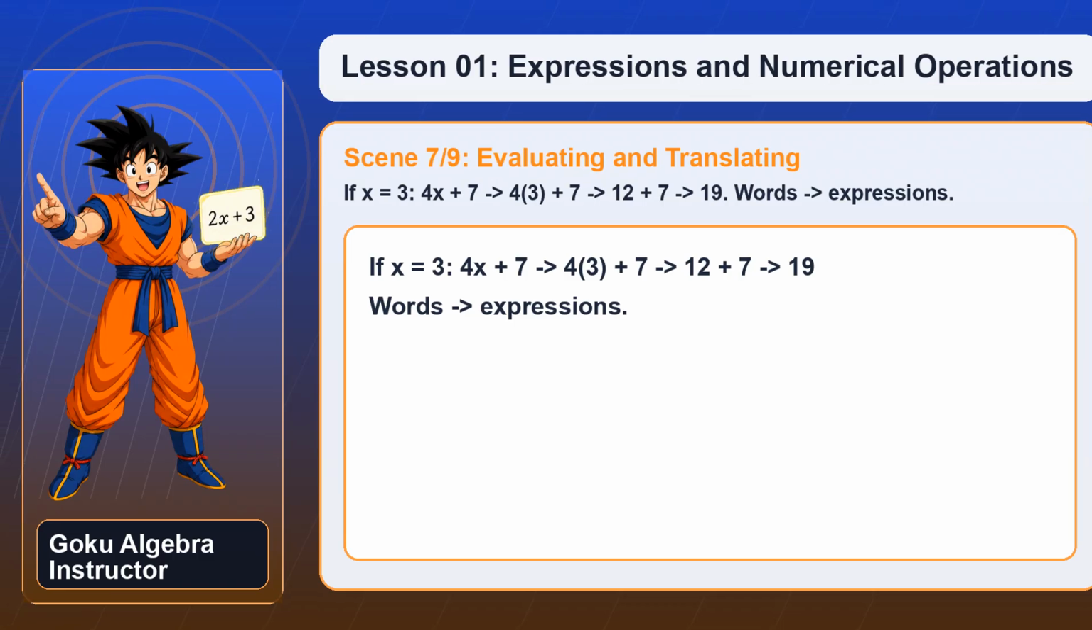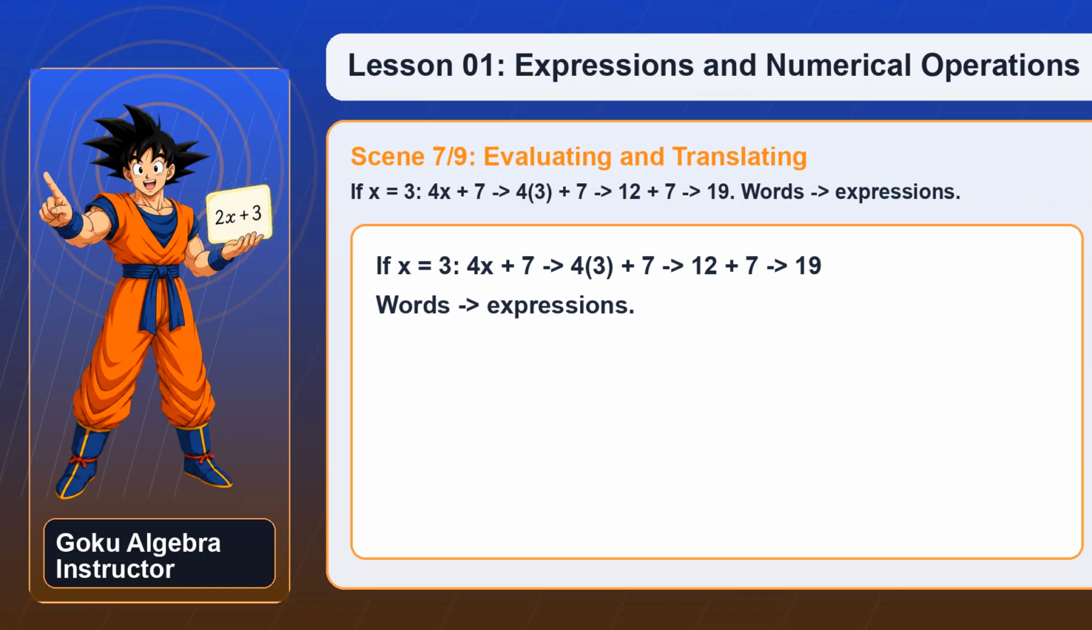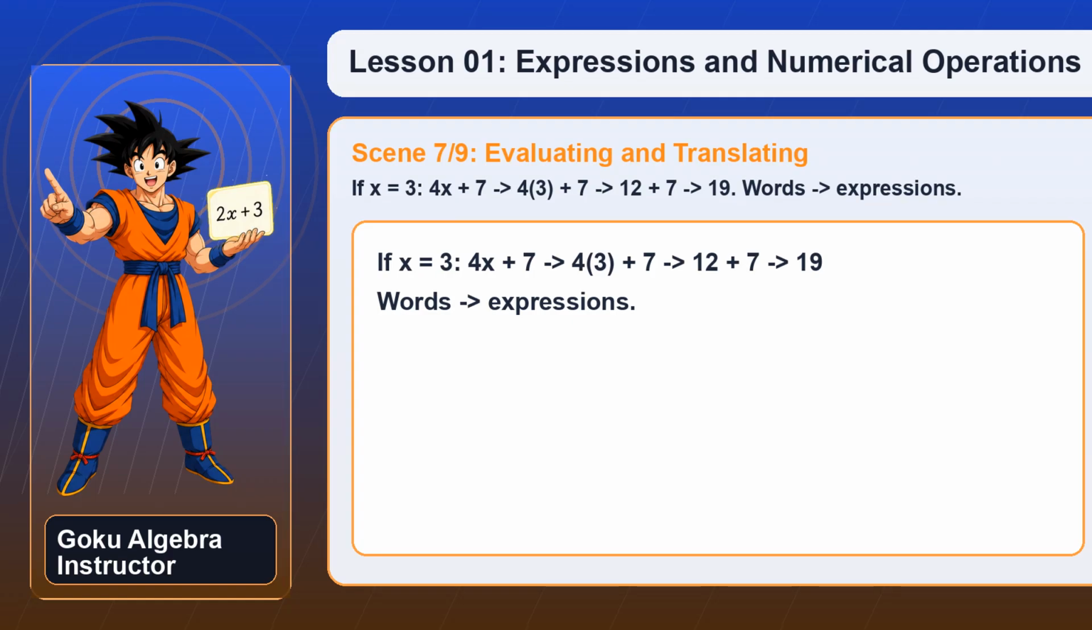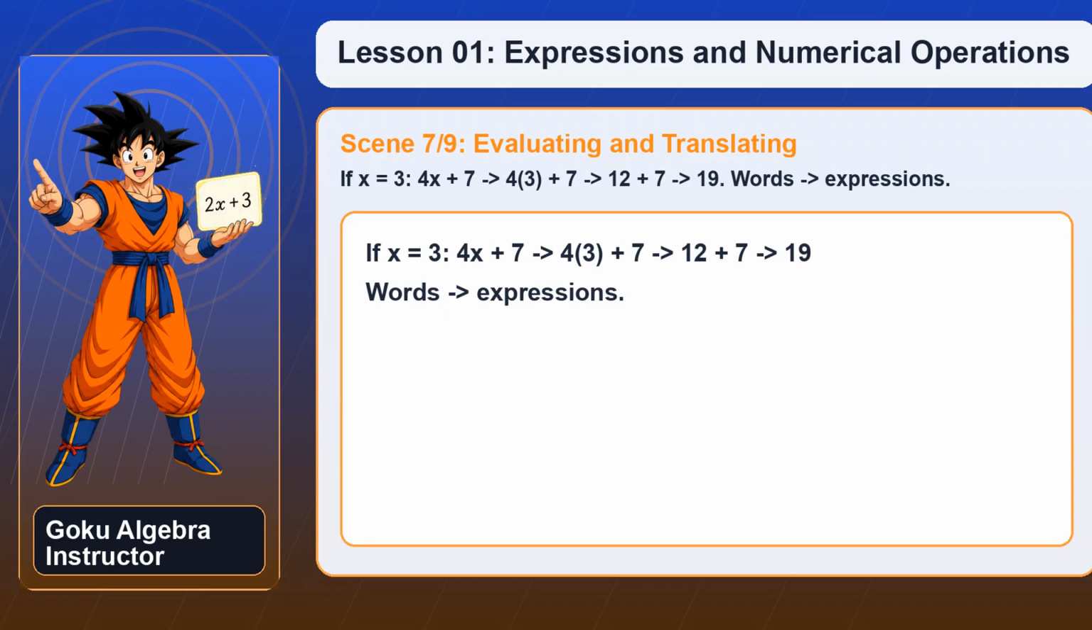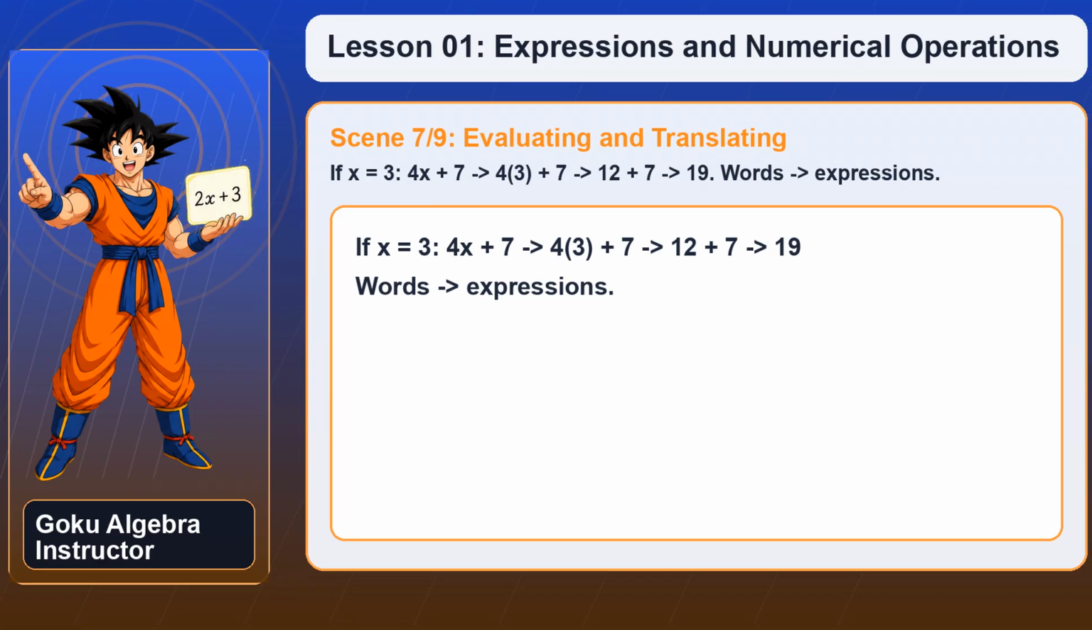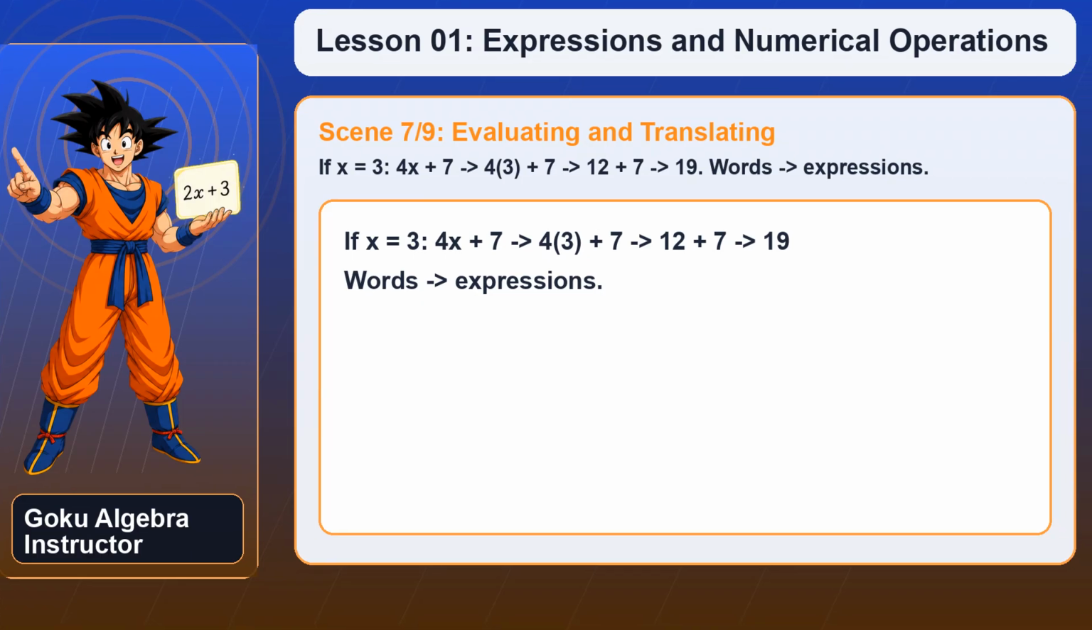Expressions can also come from words. The phrase 5 more than a number becomes n plus 5. 3 times a number becomes 3n. 2 less than a number becomes n minus 2. The words describe the math recipe, and the expression records it clearly.